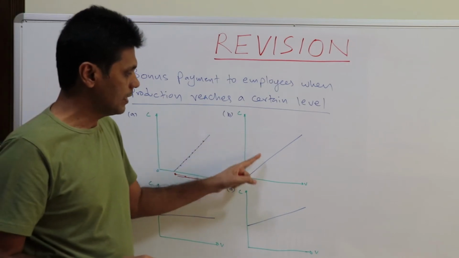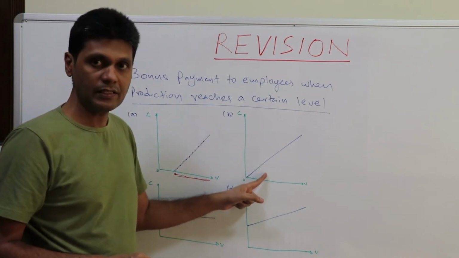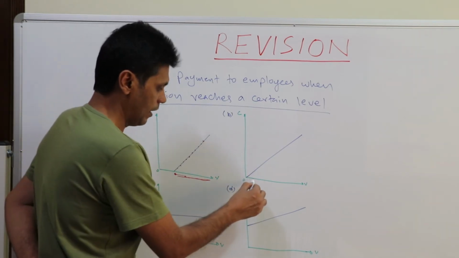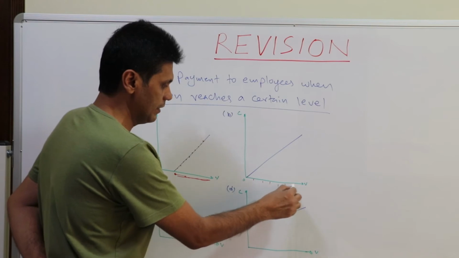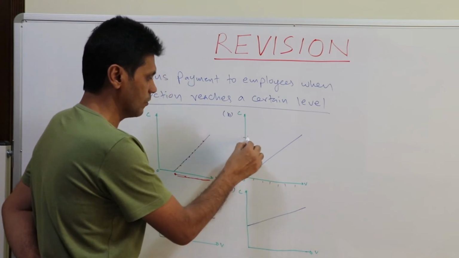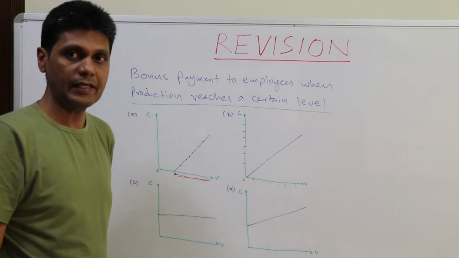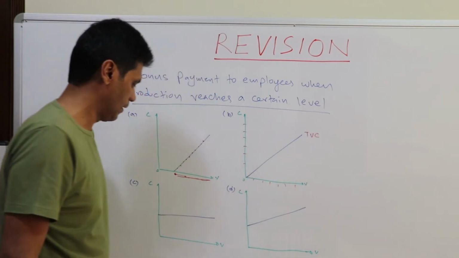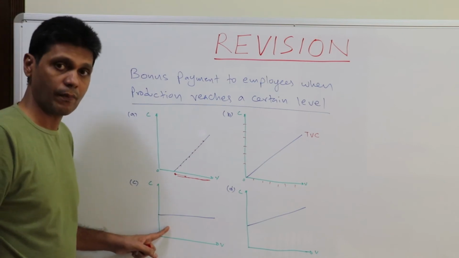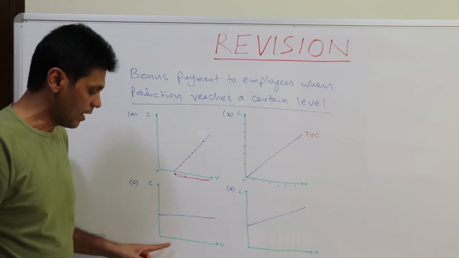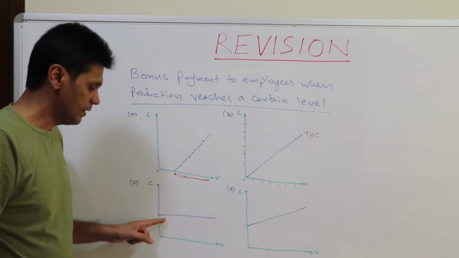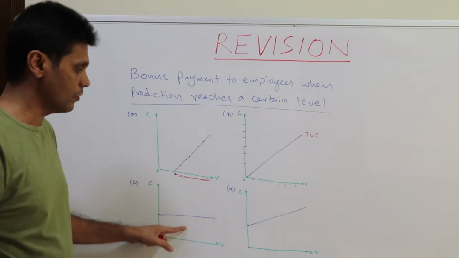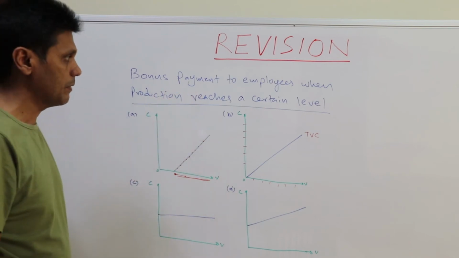The B, basically we already explained this. This is the total variable cost, because as you increase the activity, the total cost will increase. So this curve is the total variable cost curve. And in this particular graph, regardless of the activity level, there is a constant payment. So therefore this graph also will not correspond with this particular question.